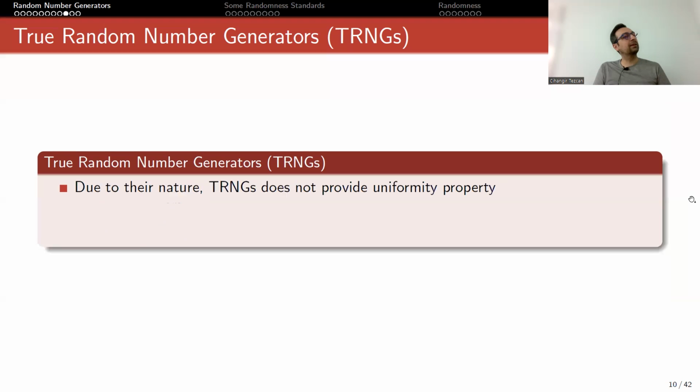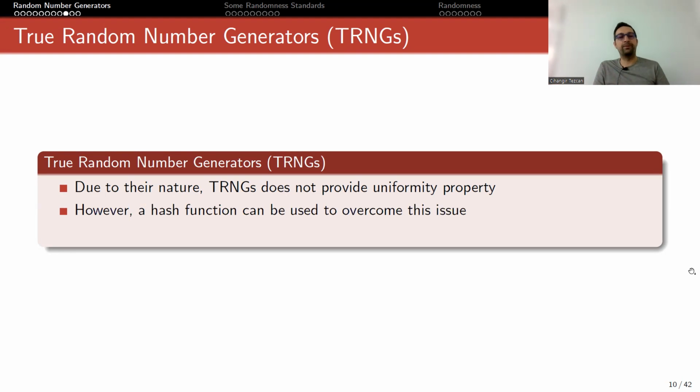But the thing is that, due to their nature, these true random number generators do not provide the uniformity property, right? Because if I'm focusing on the radioactive decay of a material, I cannot prove that it is going to produce zeros and ones in a uniform way, because radioactive decay is not that uniform. A similar thing applies to thermal noise and so on.